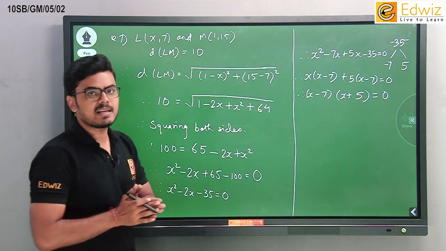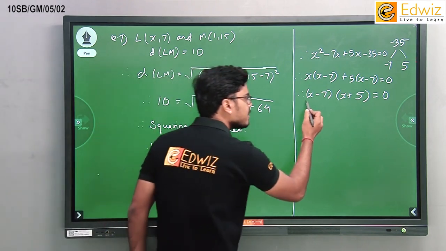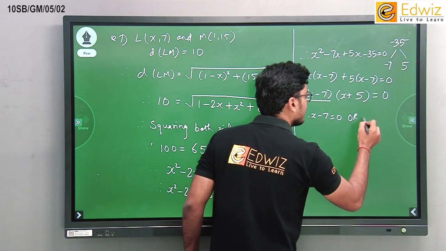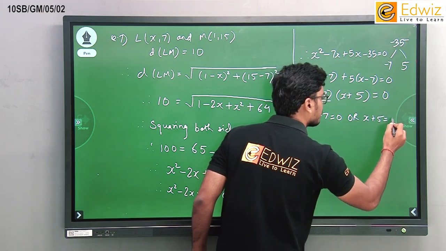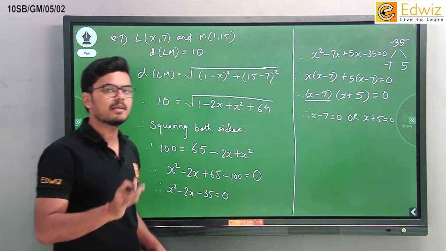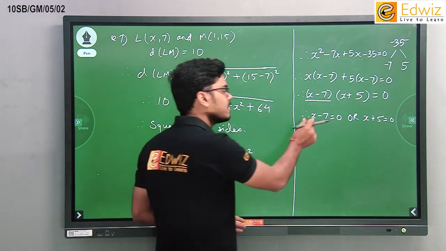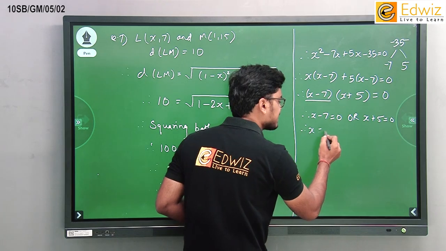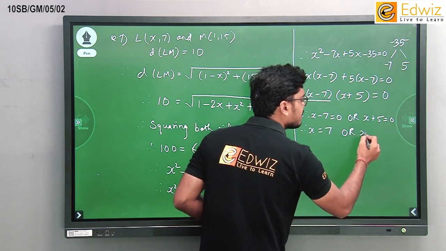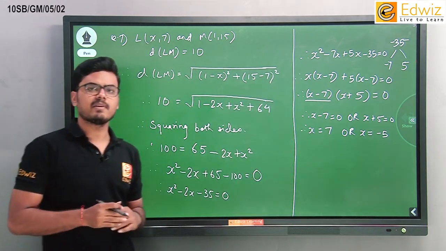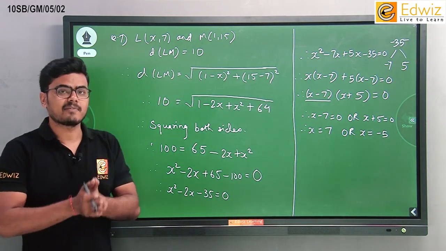Okay, so from here we'll get two values of x, either x minus 7 equal to 0 or x plus 5 equal to 0. Because when two numbers are multiplied and the product is 0, one of the numbers has to be 0. ठीक है, so या तो x का वैल्यू होगा 7 or it can be -5. Okay, just change the side. x is equal to 7 or -5. This is our final answer.